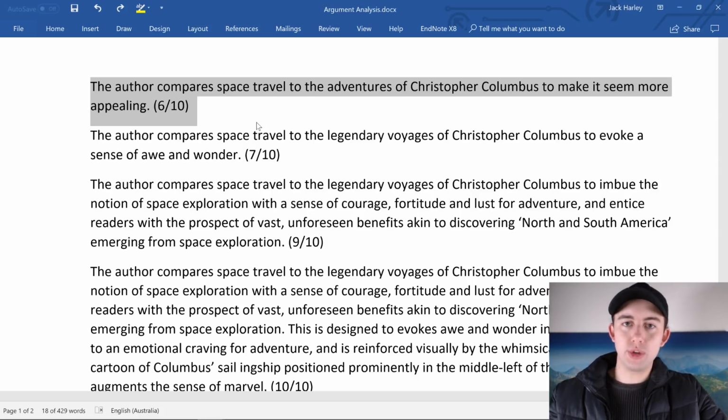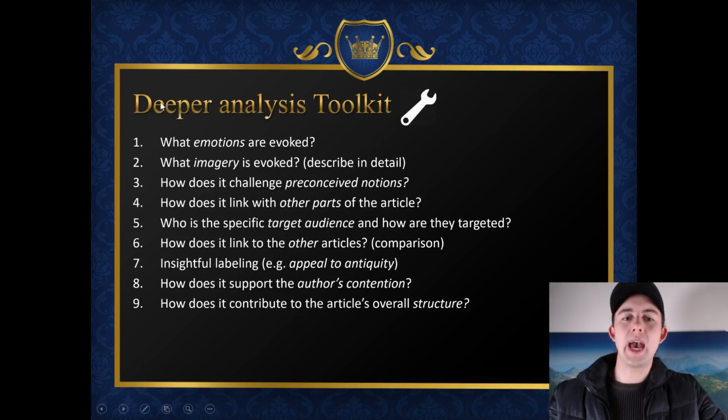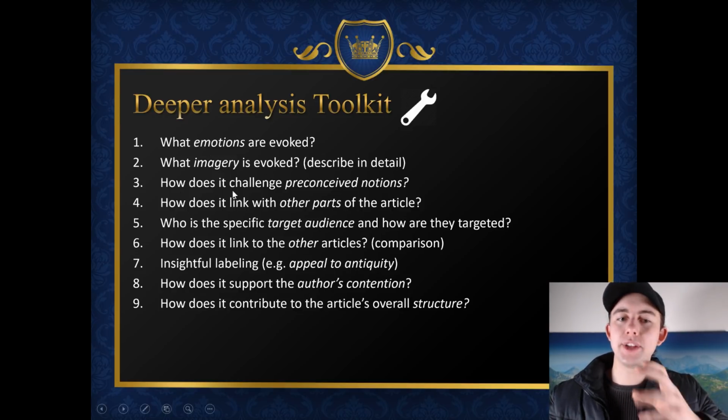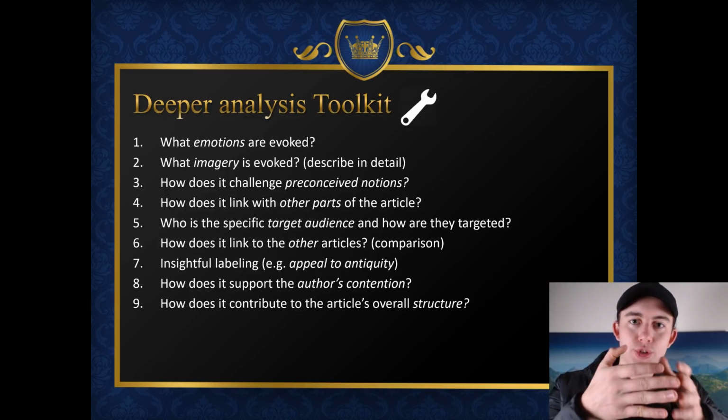In order to go into more depth with your analysis, we're going to be looking at the deeper analysis toolkit. So how do we go deeper? We ask what emotions are evoked. What imagery is evoked? Describe that in detail. How does it challenge preconceived notions of the reader? How does it link with other parts of the article? Who is the specific target audience and how are they targeted? How does it link to other articles? So, point of comparison. Have some insightful labeling, like appeal to antiquity, a specific label. How does it support the author's contention? And how does it contribute to the article's overall structure? Guys, these 9 questions will help to propel that boat of analysis.